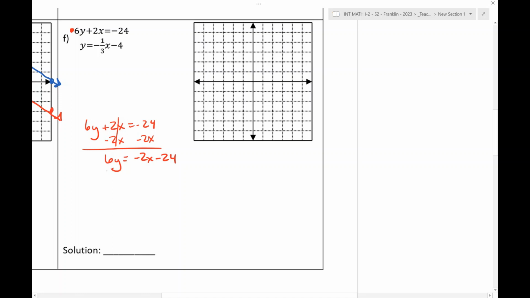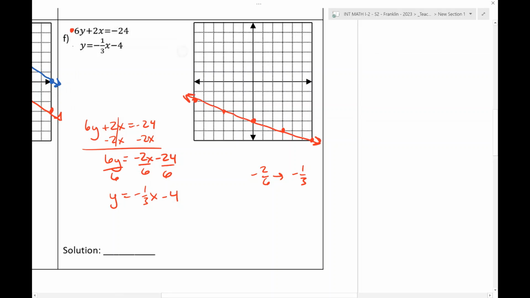Okay, next, divide by 6. So y equals, now this negative 2 over 6 we can reduce. We can simplify that to negative 1 over 3. So that's what we'll use for our slope here. And then negative 24 divided by 6 is negative 4. So let's go ahead and graph that. We start down here at negative 4, down 1 over 3, or up 1, left 3. And there is the line.